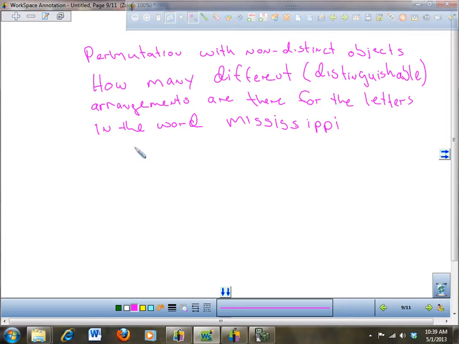Mississippi. Okay? So this would be a permutation. Right? Any of you guys play that game, Words with Friends? That's still out there? Last year, a couple of years ago, that was the big rage.